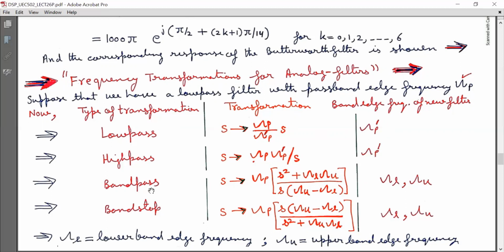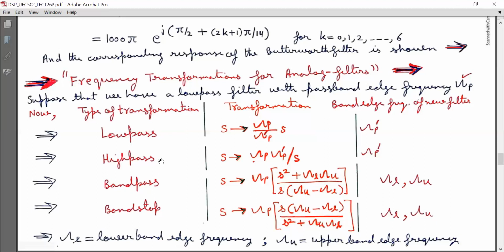Now let us take an example of band pass filter. I want to transform a low pass filter into the band pass filter. The given low pass filter has pass band edge frequency capital omega p, and the desired band pass filter must have lower band edge frequency omega L and upper band edge frequency omega U.